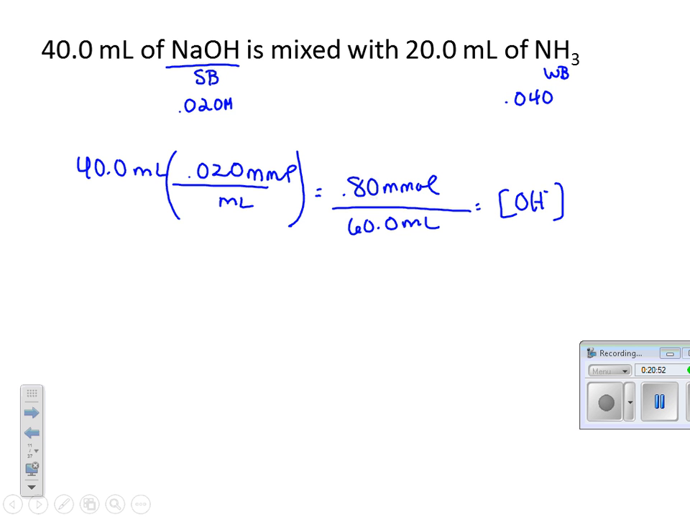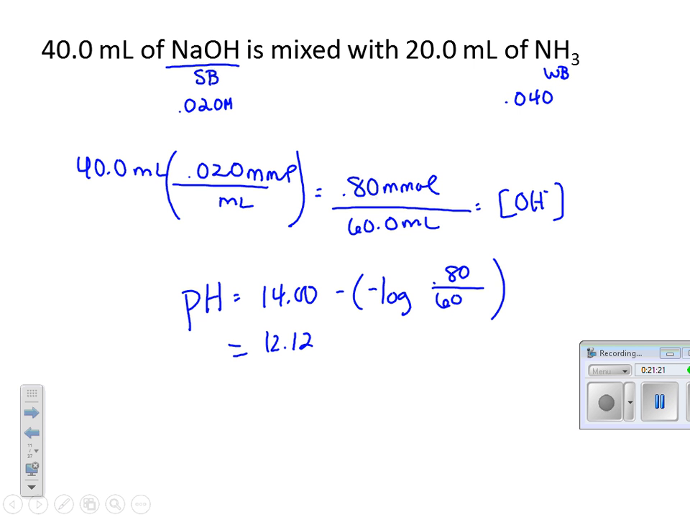So if we want the pH of this solution, pH is equal to 14 minus the opposite of the logarithm of 0.8 over 60. And that pH is 12.12 with 2 significant digits in the pH. Remember that the significant digits are found in the decimal places on a pH.